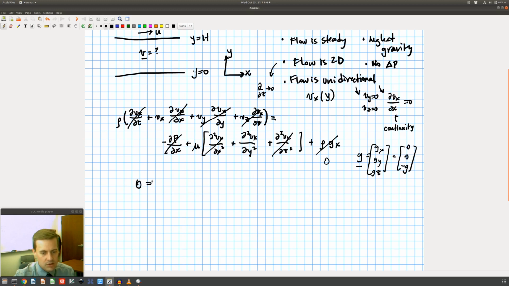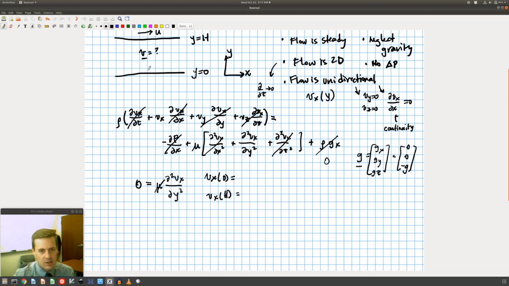So I'm left with 0 equals mu times the second derivative of Vx with respect to y. And I can divide by mu there, and that's going to go away. So now I'm left with the math problem of this differential equation here, but I also need the boundary conditions. So I need to know what Vx is on my boundaries, both at 0 and at h.